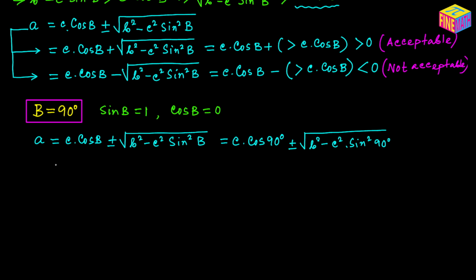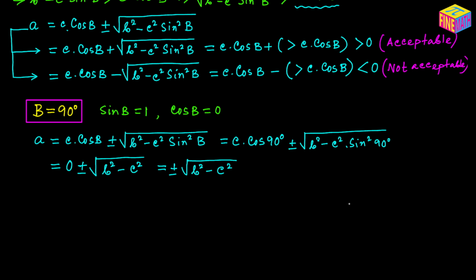And if you carefully look at it, the first term here becomes 0 because cosine of 90 degree is equal to 0. So the first term is 0. So I am not going to write it, or maybe let me write it like this. So 0 plus or minus square root of b squared minus c squared times sine squared of 90 degree, which will be 1. So this is essentially just b squared minus c squared. And this is giving us plus or minus square root of b squared minus c squared.